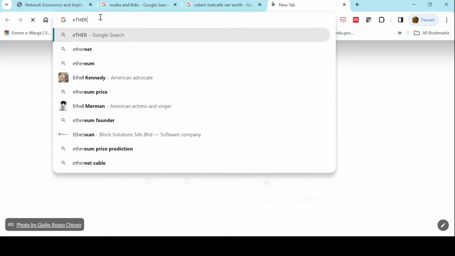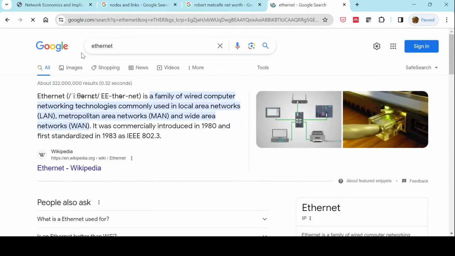Before the internet, before the World Wide Web, Ethernet was a family of wired computer networking technologies commonly used in local area networks, LAN, metropolitan area networks, in a city, and wide area networks. It was commercially introduced in 1980 and first standardized in 1983 as IEEE.